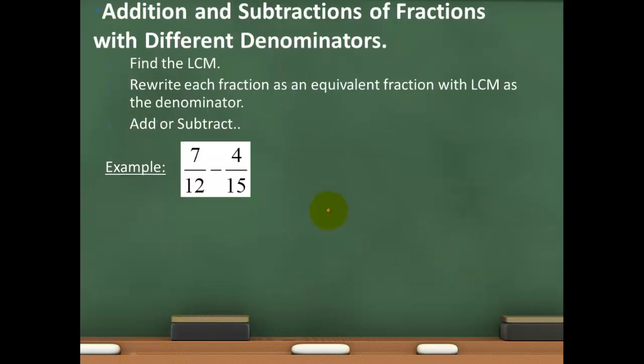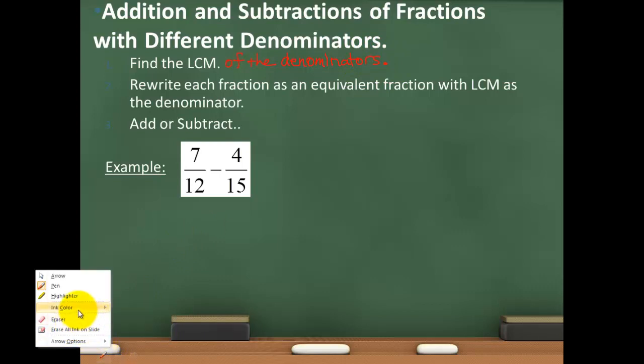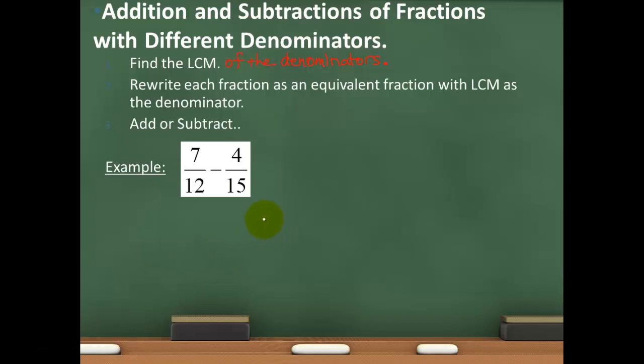Now we're ready to add and subtract numbers with different denominators, all right? What we're going to do is first find the LCM of the denominators. I didn't write this in the PowerPoint, but we're going to find the LCM of the denominators. After we find the lowest common denominator, and that's when we start writing it as LCD instead of LCM, they're the same thing, we're going to rewrite each fraction as an equivalent fraction with the LCM as the denominator.